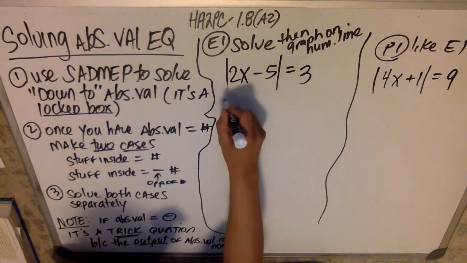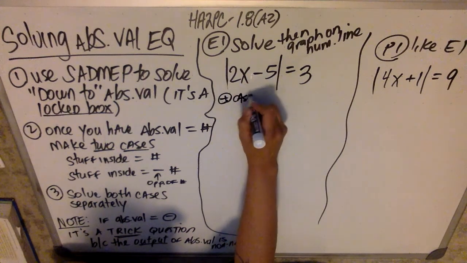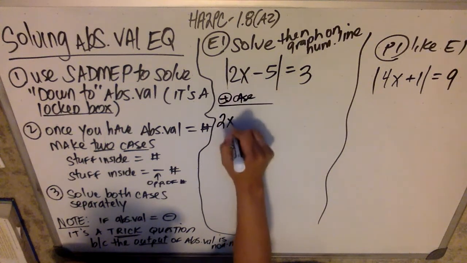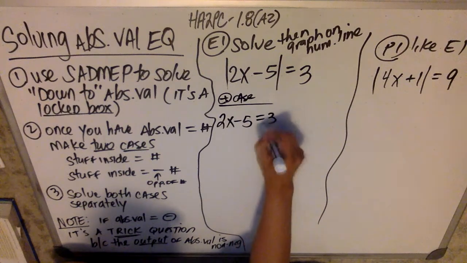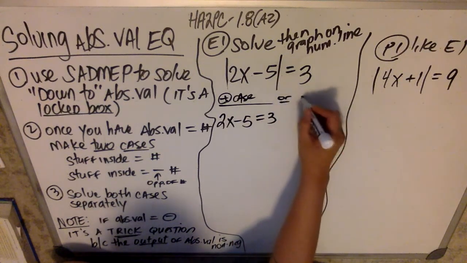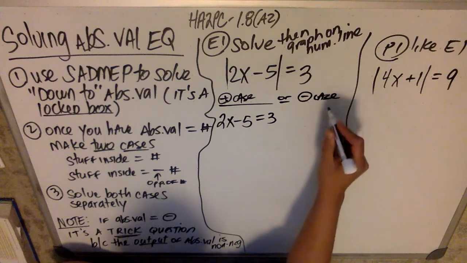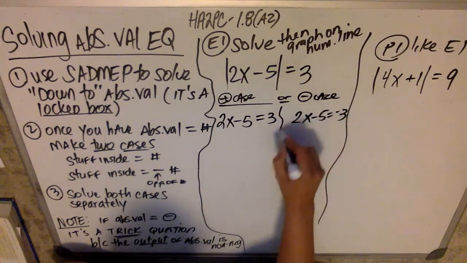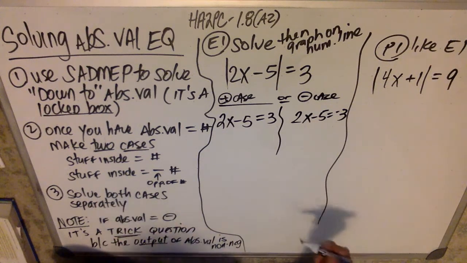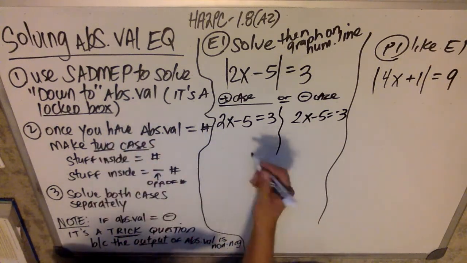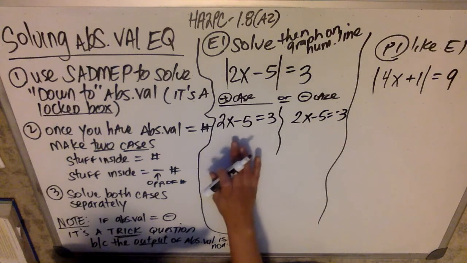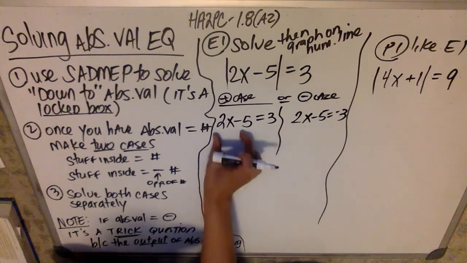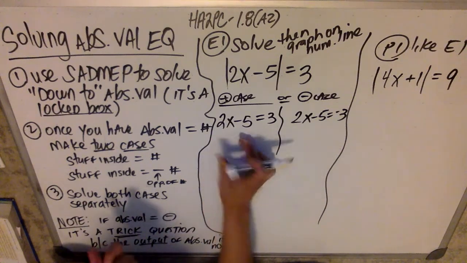I'm going to write that there is a positive case where I don't actually change anything. I just write that the stuff under my hand without the absolute value could be a 3, or there's a negative case, and in the negative case, the stuff under my hand could be a negative 3. And that's it. I'm just going to solve the two separate cases. So I solve using SADMAP like I would always do. I'm going to add the 5. In fact, the funny thing is you're going to do the same exact SADMAP because it's the same equation on the left-hand side. It's the same in both cases.